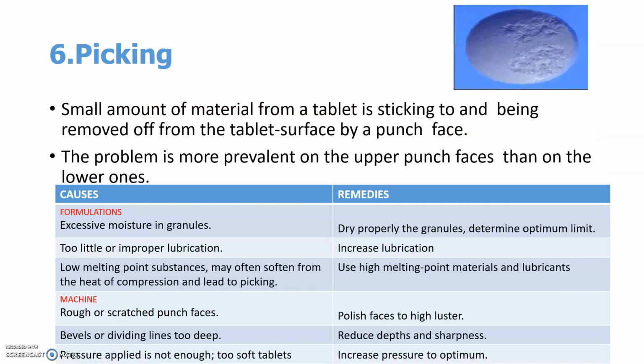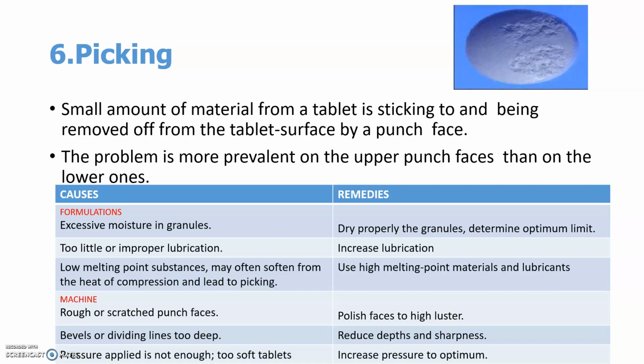Sixth one is picking. Small amount of material from the tablet is stuck to and being removed off from the tablet surface by punch faces. So the problem is more prevalent to the upper punch faces than the lower punches. So same problems, excessive moisture in granules, too little or improper lubricant, low melting point substance used as the excipients in the tablet manufacturing or formulation. Rough or scattered punch faces, pressure applied is not enough.